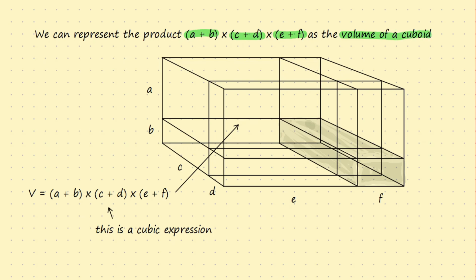So we have a cuboid with sides a plus b, c plus d, e plus f, and its volume represents a plus b times c plus d times e plus f. And an expression of that form is called a cubic expression.